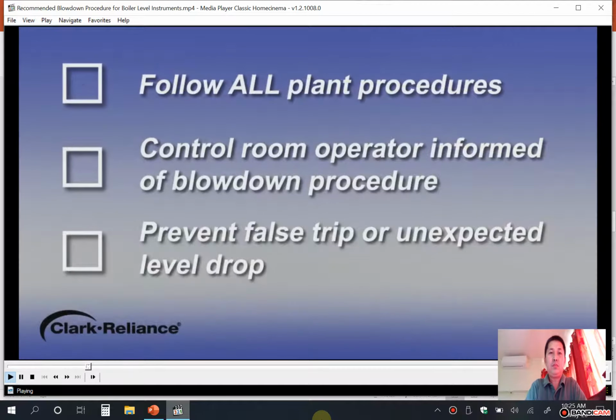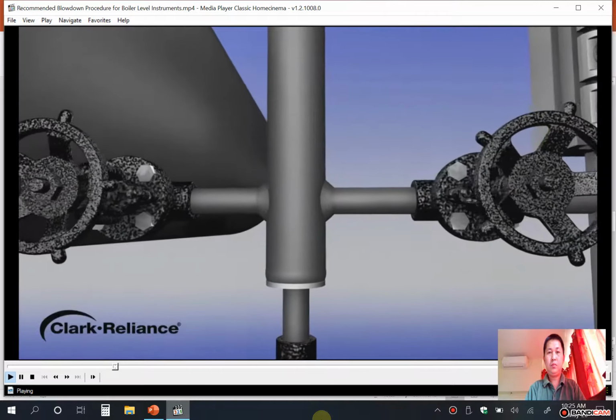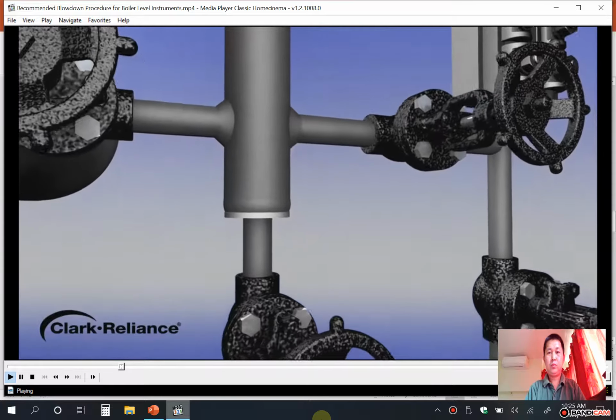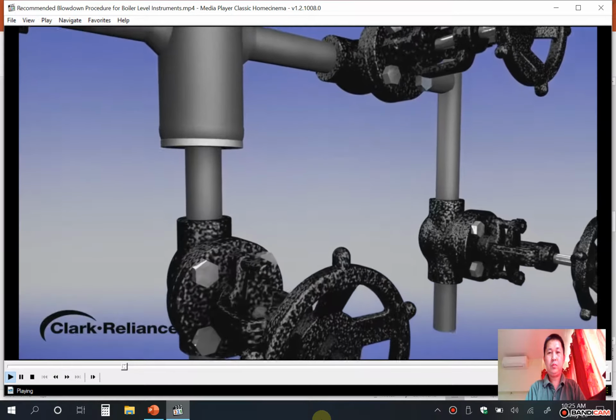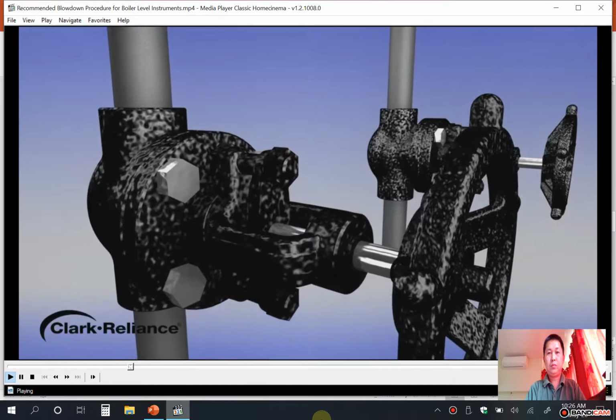Be sure that all plant procedures have been followed, and the control room operator is aware that a blowdown of the level instrument is about to take place. This will prevent any false trip of the boiler or unexpected drop in level indication for the primary control operator. Before conducting this procedure, inspect the installation. If any leakage is observed around the instrument or isolation valves, determine the source of the leak and make the repair. Then proceed with this blowdown procedure.